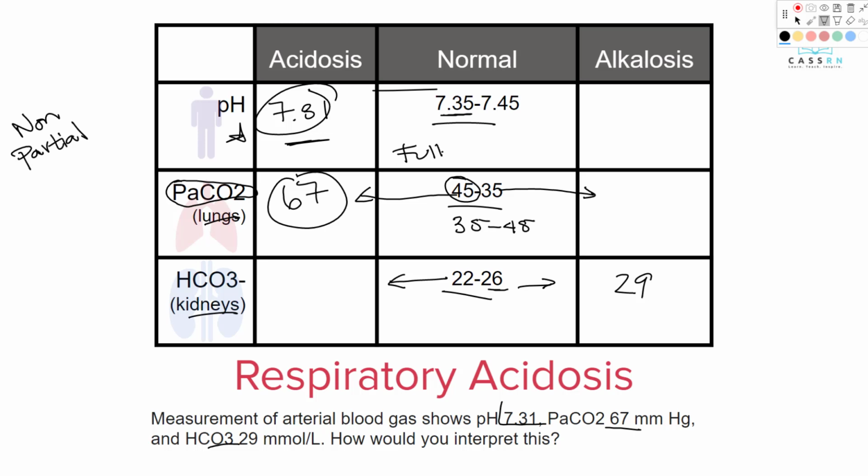So then we need to know, is it compensated or not compensated? So we need to look down at the opposite body system. So we've got this metabolic down here with the kidneys, and see how it's on the opposite side right here? It's at 29, which means that it is trying to compensate. So this is a partial compensation. Now let's try another question.